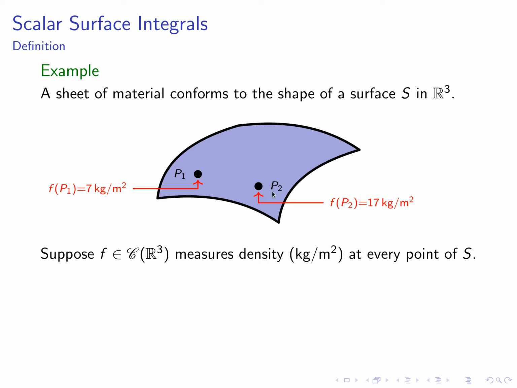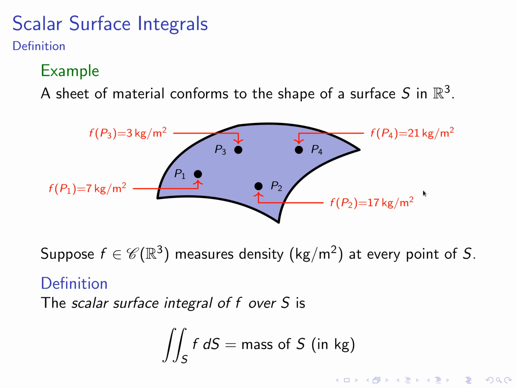Maybe if we plug in a second point into the scalar field, we get another measurement, 17 kilograms per meter squared. Maybe at another point, the density is 3 kilograms per meter squared, and at another point, the density is 21 kilograms per meter squared. So the purpose of this little f is to measure density at every point on this surface. And here we have like 4 samples.